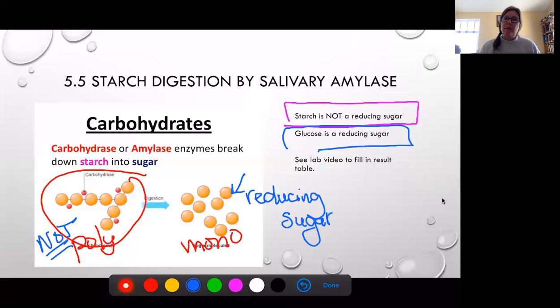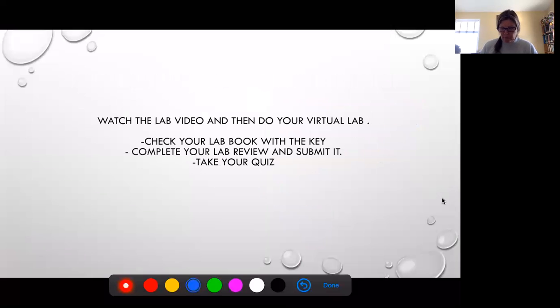And so you're going to do a bunch of tests on these different test tubes. You need to watch the video and fill in the results she's going to show you, because you're looking at color changes. So you will get your information from that. If not, I also have it in the lab review. So again, watch the video, then do your virtual lab.